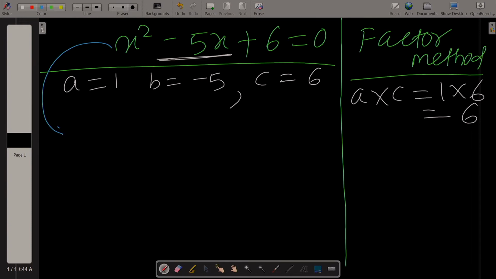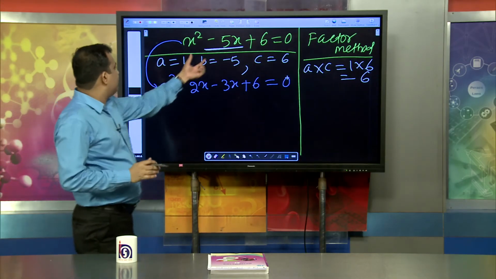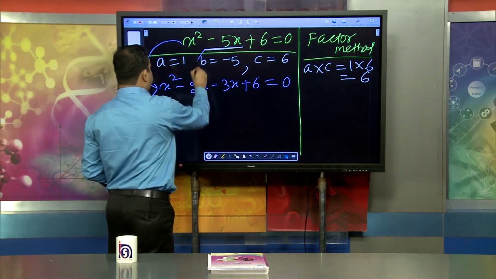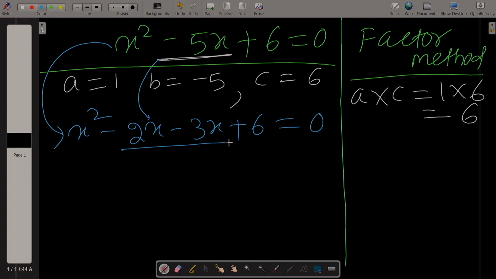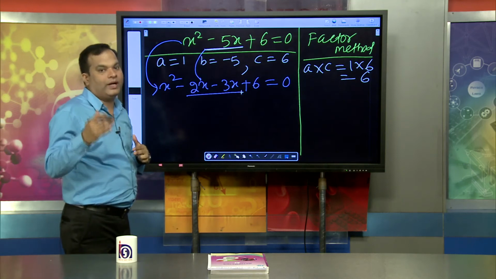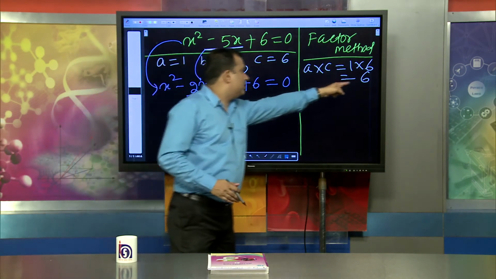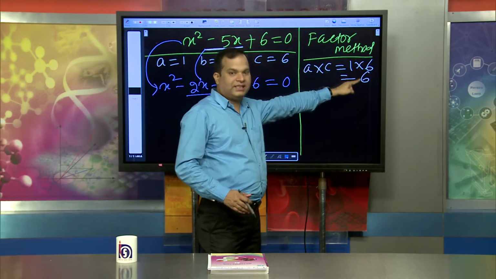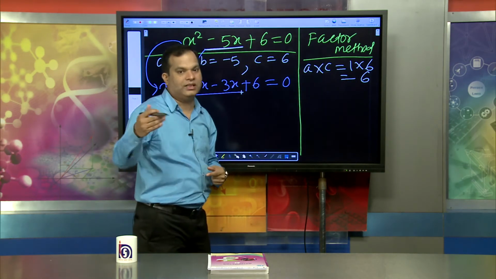I can write x square minus 2x minus 3x plus 6 equal to 0. I just split minus 5x into minus 2x minus 3x, because minus 2x minus 3x becomes minus 5x. Okay, there will be no problem. The only thing is we have to split the middle term into two factors, 2 and 3. How do we find 2 and 3? We find the factors of 6. 2 and 3 are the two factors.